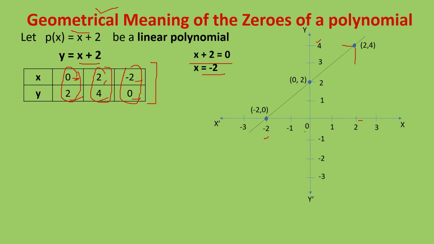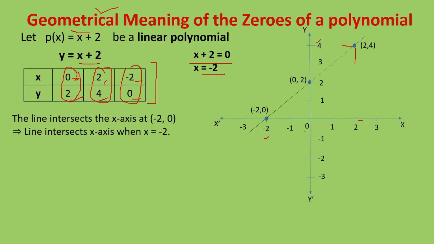That means whenever we are drawing the graph of a linear polynomial, it will always be a straight line. Now what is the geometric meaning of this graph? See, the line intersects the x-axis at minus 2, 0. You can see this graph is intersecting the x-axis at only one point. And this point is minus 2, 0. That means the line intersects when x is equals to minus 2.